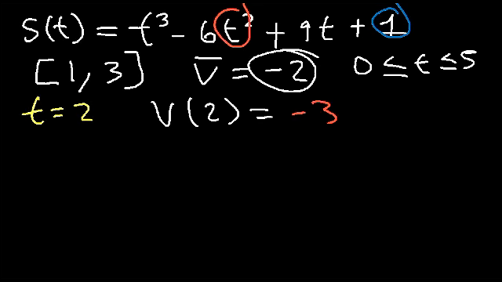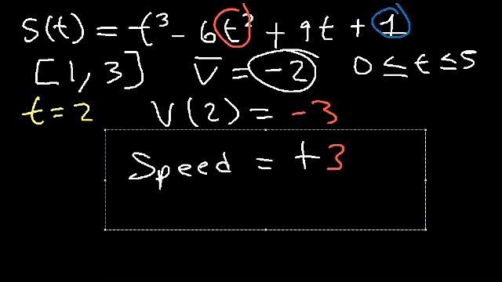Now what about the instantaneous speed at t equals 2? What is that equal to? The instantaneous speed is going to be equal to positive 3. Speed is always positive, velocity is negative. So if the instantaneous velocity at t equals 2 is negative 3, the instantaneous speed at t equals 2 is positive 3.